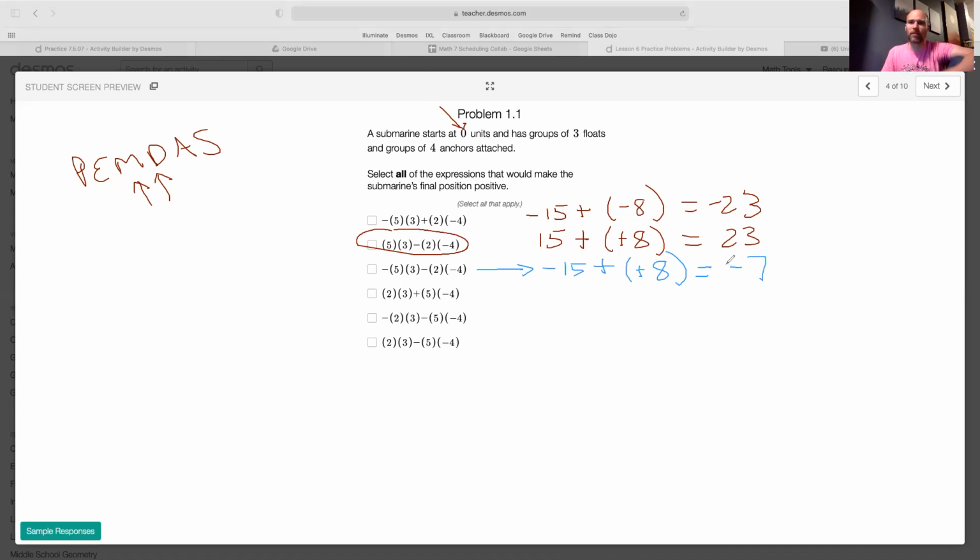The answer is negative 7. All right, let's do the next one. I'll pick a different color. We'll use this green. All right, we've got 2 times 3, that's 6, and then a plus sign, 5 times negative 4, which is negative 20. 6 plus negative 20, that's negative 14. So that's not going to be positive either.